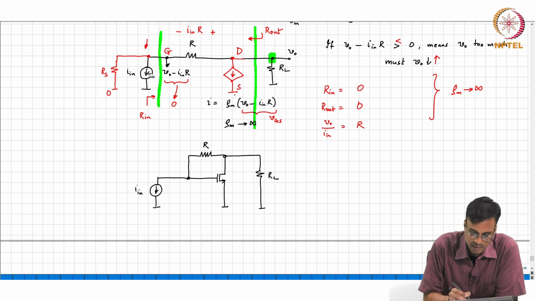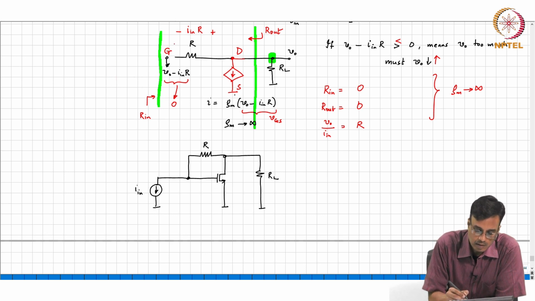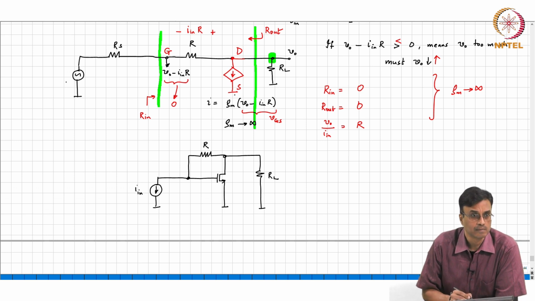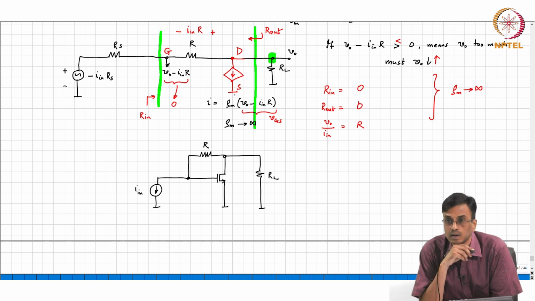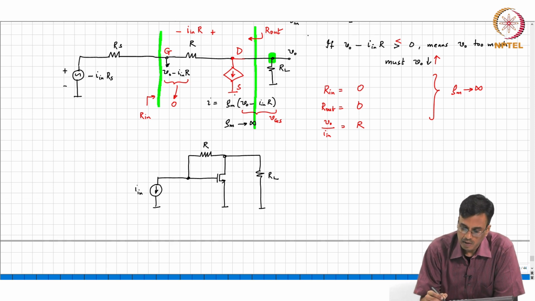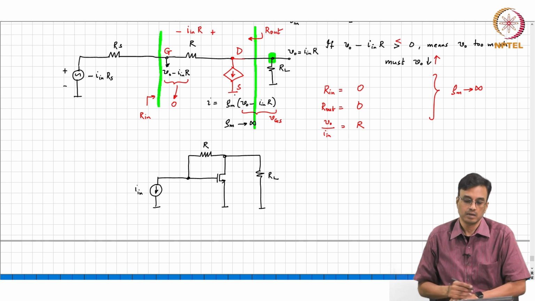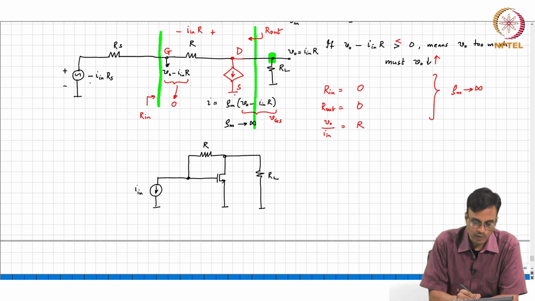Now, that basically means that I can now represent this by a Thevenin equivalent. So, this is Rs. What will that be? Minus In times Rs. All right. And Vo, as we saw, is nothing but In times R. Okay. So, if I now call this Vi, what will Vo be?